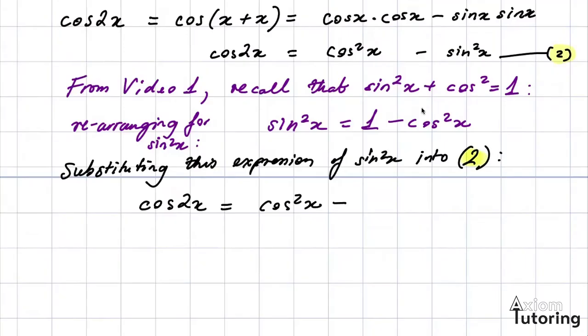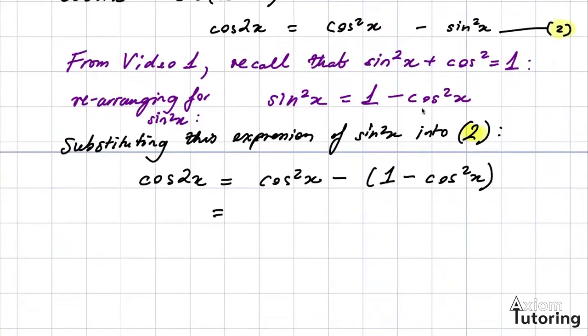And so that's going to give us cos of 2x equals cos squared x minus 1 minus cos squared x. That's equal to, so cos squared x minus 1 minus cos squared x. So we have a minus minus. That's going to be plus. So we have cos squared x plus cos squared x. That gives us 2 cos squared x minus 1 there. So cos of 2x, we now have a different expression for our double angle formula for cos, and it's 2 cos squared x minus 1.